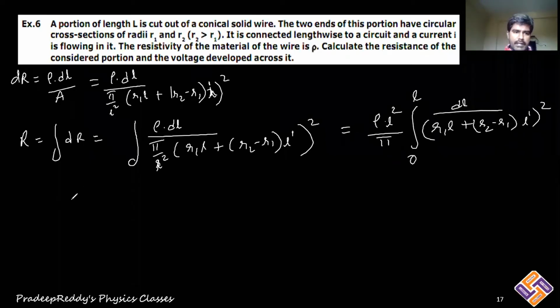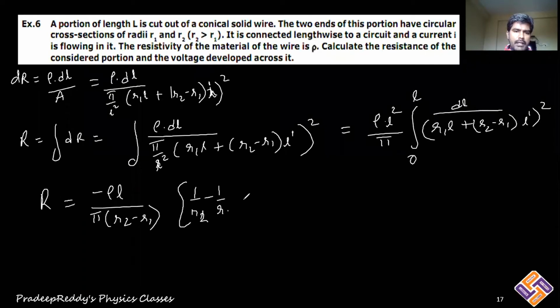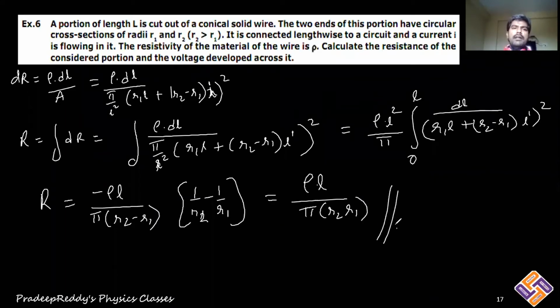So from here, if you evaluate this integration and substitute the limits, you will get R equal to minus rho L divided by pi into (R2 minus R1) into (1 by R2 minus 1 by R1), which is written as rho L divided by pi R2 R1. This is the overall resistance of the conductor. The integration part is left to you as a mathematical assignment.